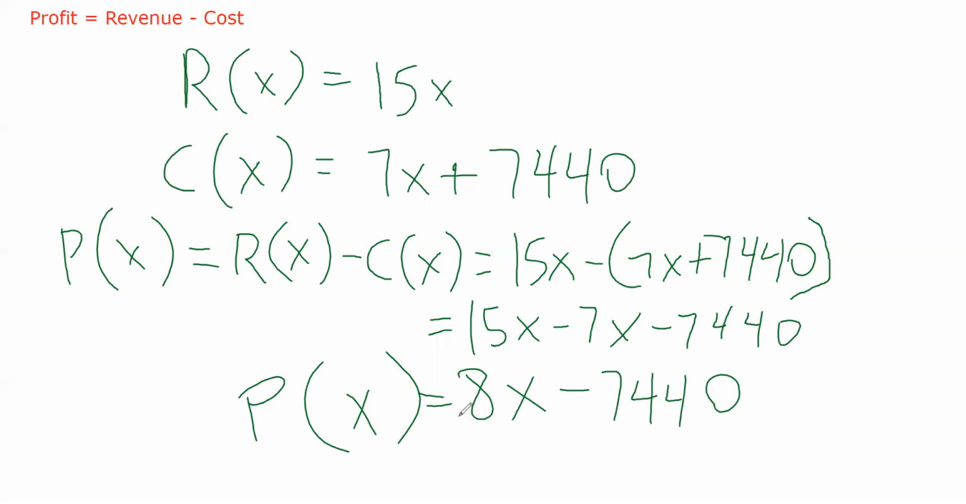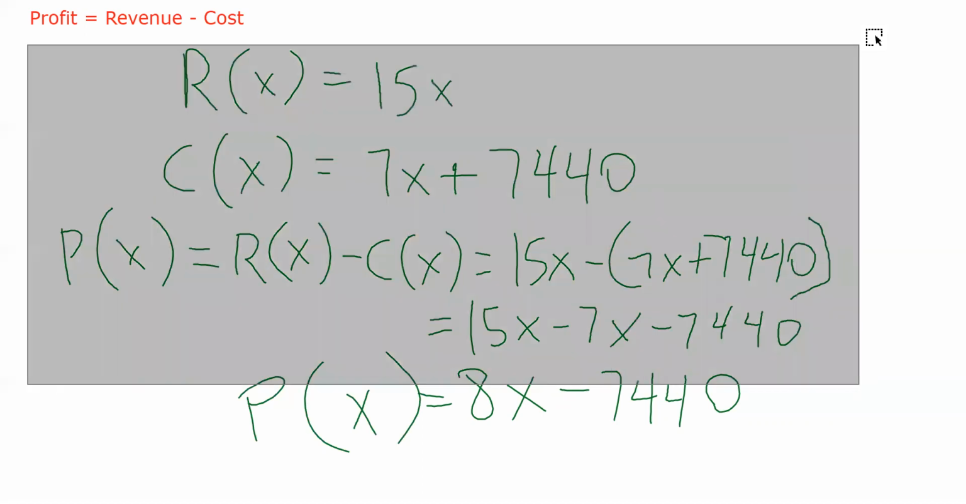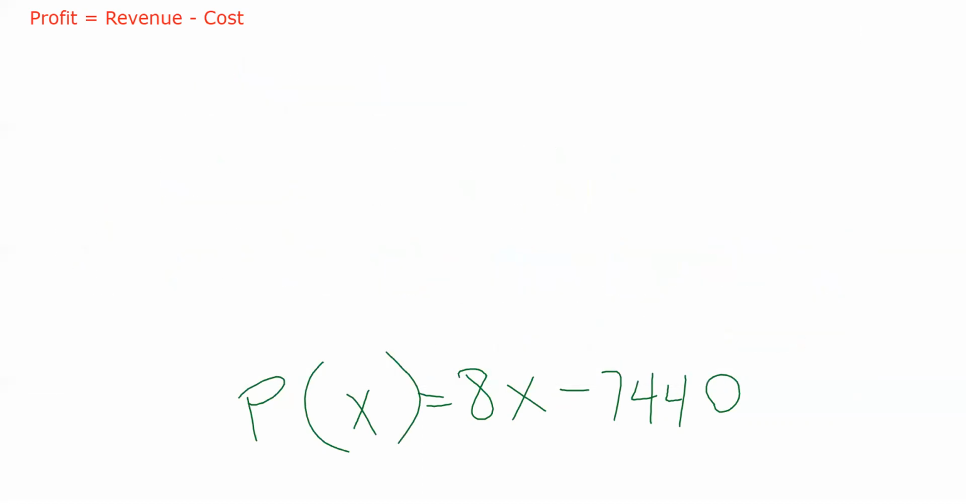And now we can start to see the lights turn on. Oh, my profit. Remember, we said it was $15 for every widget that we get back, but it costs $7. So I'm profiting $8 per widget. And now that is where this part comes in. That makes perfect sense. I'm making $8 in profit for every widget I produce. And then I have to subtract off that fixed cost that is always going to be there. So now I've got myself a nice little profit function here. P of X is 8x minus 7440. Let's go even further with that.